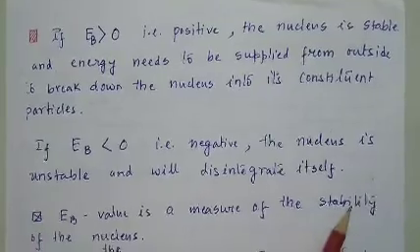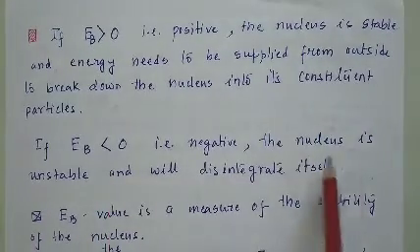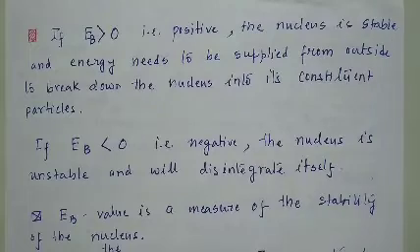But if the binding energy is negative, then the nucleus is unstable and will disintegrate by itself. Binding energy negative means we don't have to supply energy from outside to break it down; instead it will break itself into its constituent particles until it becomes a stable nucleus, like it happens in the case of radioactive nuclei.